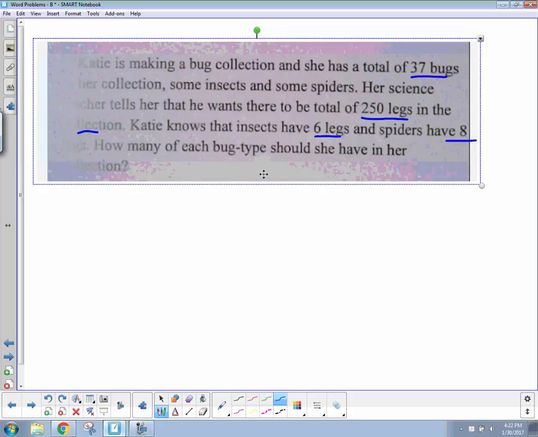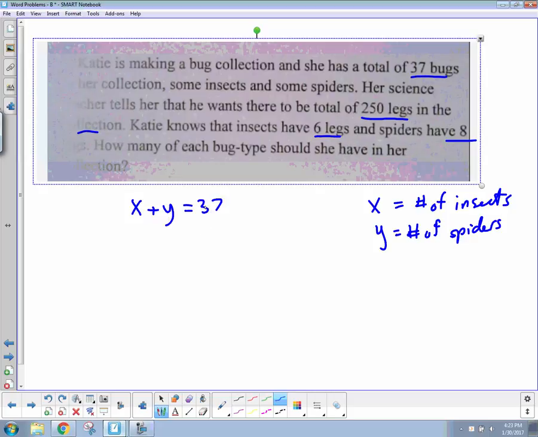So X is going to be the number of insects. Y is going to be the number of spiders. And again, how many bugs? X plus Y should equal 37. That's the total of bugs. And this is where it's like, what's their worth? Well, for 37 bugs, there's 250 legs. And insects have 6 legs. And spiders have 8 legs.